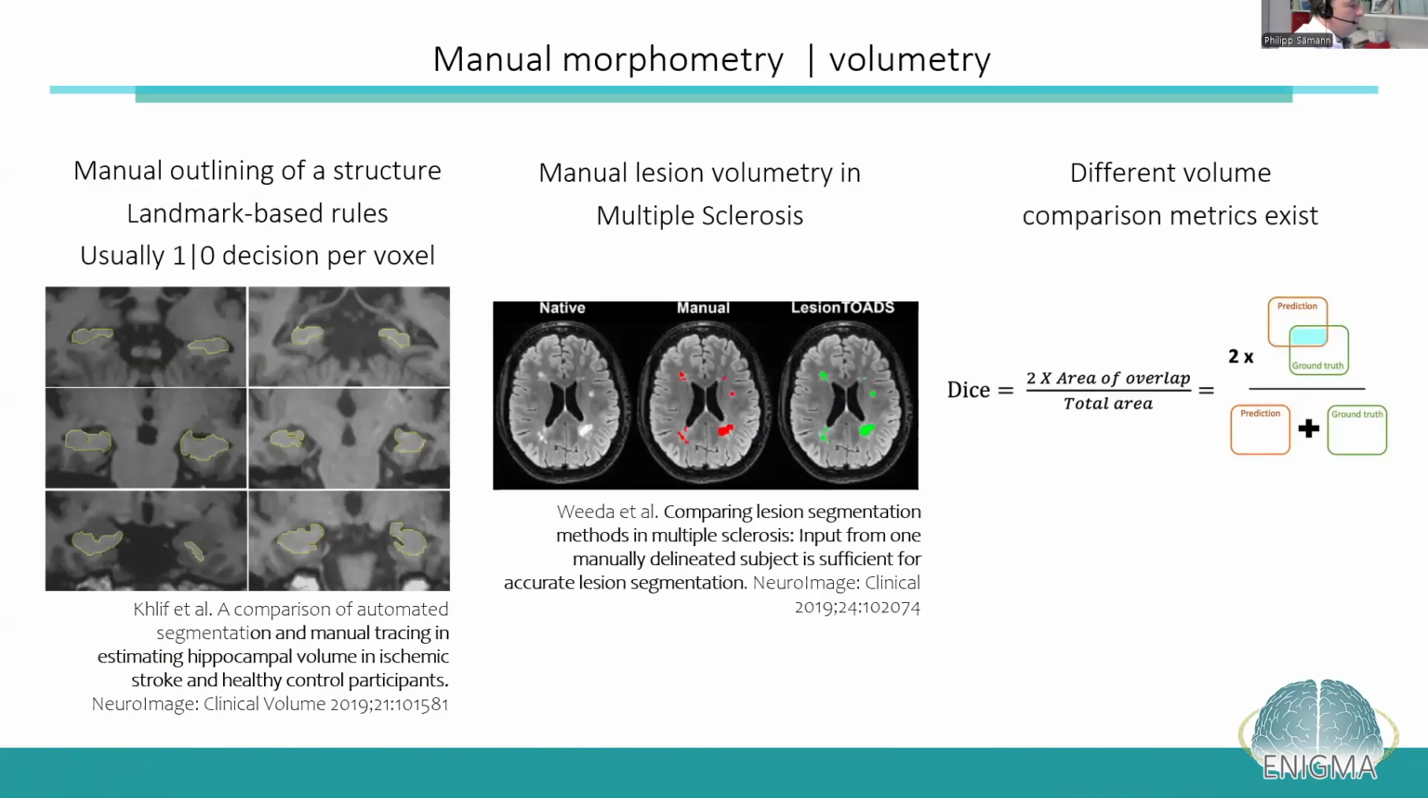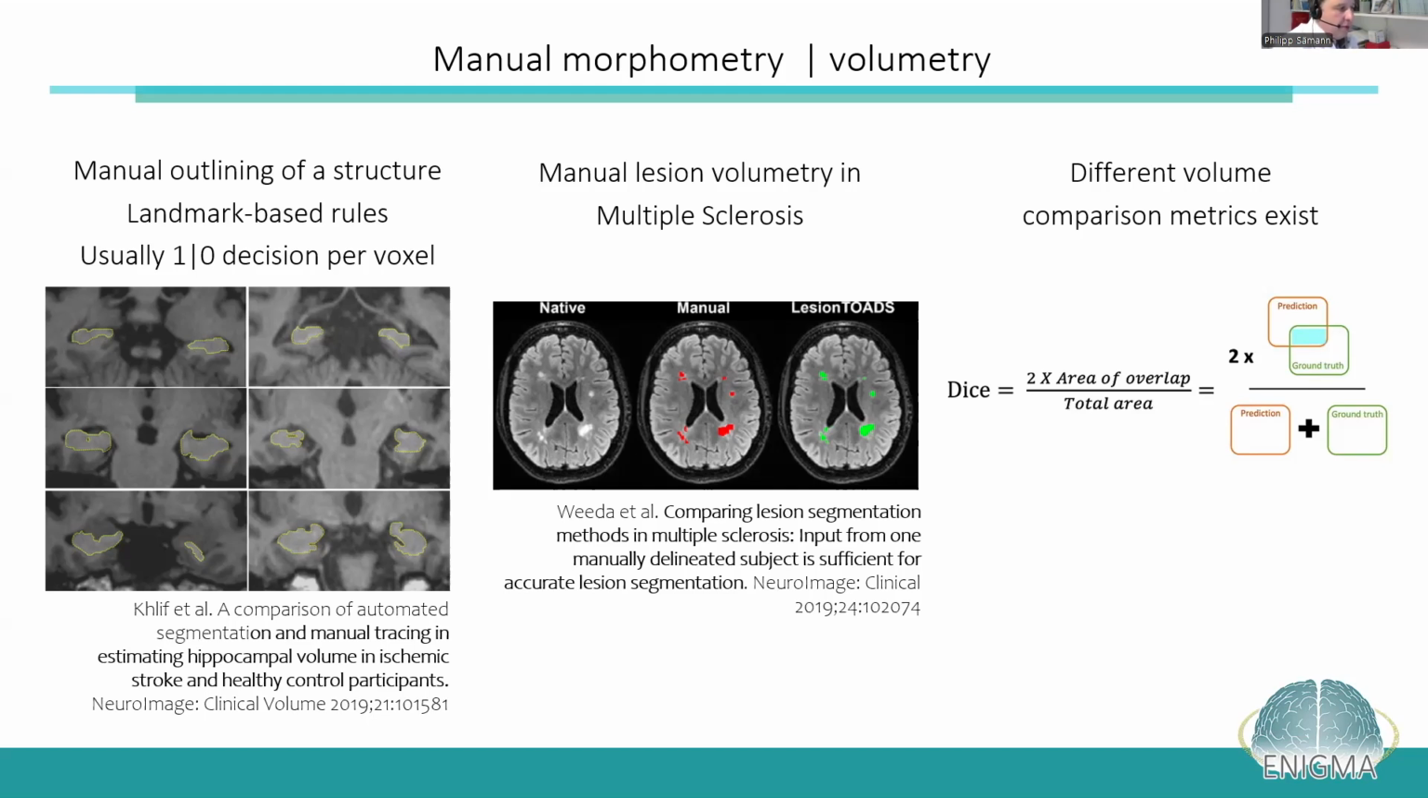This takes us to a very commonly used technique called manual morphometry. Manual morphometry basically means that you circumscribe certain brain structures guided by landmarks and a lot of anatomical knowledge and rules. And eventually, you would either count a voxel in or out of your structure, and by this gain a simple volume value.